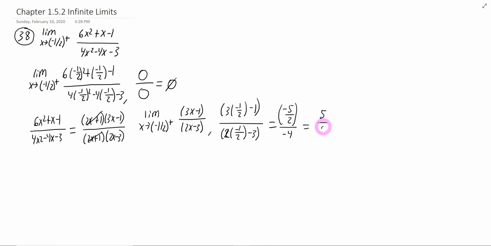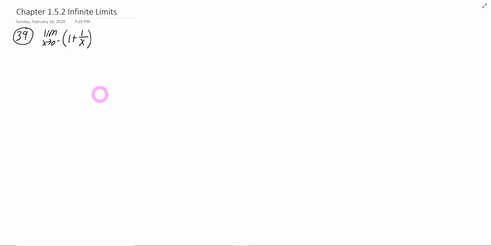over 8. So this limit that we started with, the limit as x goes to negative 1/2 from the right of (6x squared plus x minus 1) all over (4x squared minus 4x minus 3), gives us a final result of 5/8 after we did all that simplification and then we resubstituted in the negative 1/2. So there you go. Alright, so now we have our next question here, and we're looking at problem number 39.